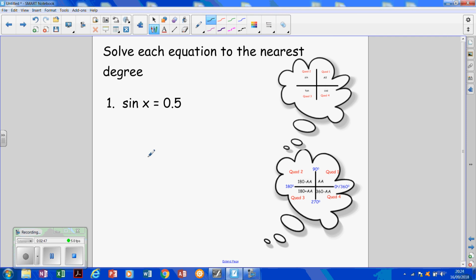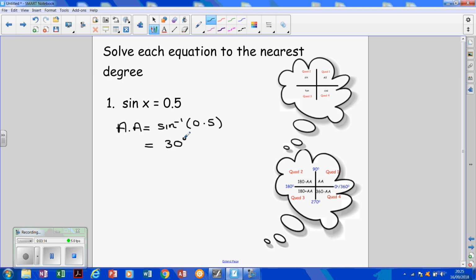First one we're going to solve is the equation sine x is equal to 0.5. So you take your calculator, and we want to work out the acute angle, and the acute angle is shift sine. Now the symbol for that is sine with a wee minus 1, of 0.5. Check your calculator is on degree mode. The answer is 30 degrees.